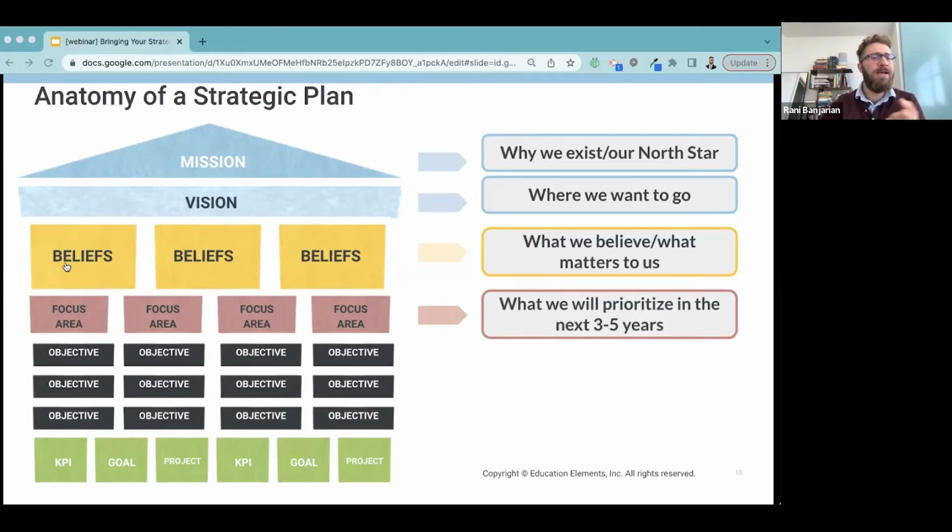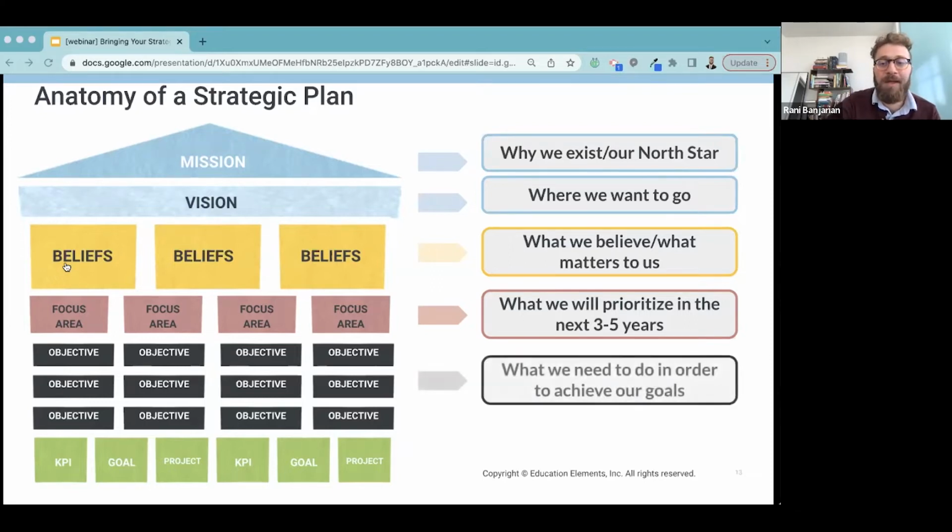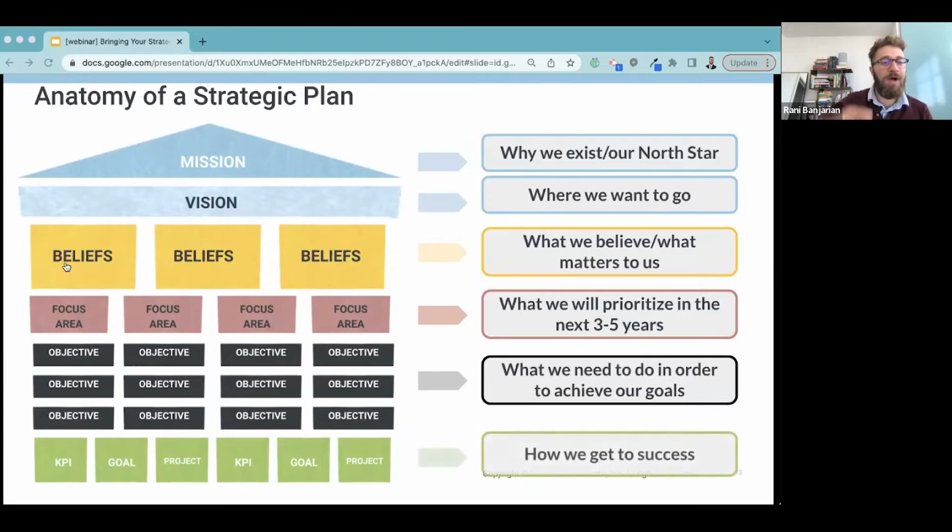These are the things that could be 2 priority areas, could be up to 7 priority areas. What will you prioritize in the upcoming X number of years, 3 to 5 years, for example? And then as you go further along into the structure, you're thinking about objectives, KPIs, key performance indicators, goals, specific actions that you want to implement in order to live out the priority areas, in order to live out your core beliefs, as well as ultimately so that you can live out your mission and vision.